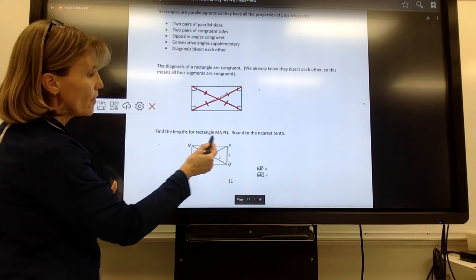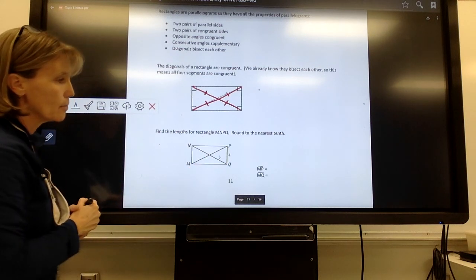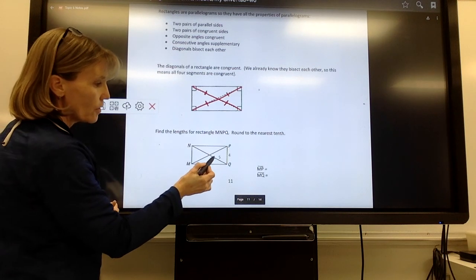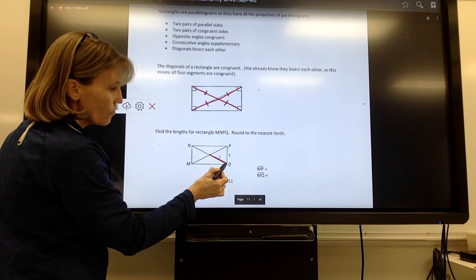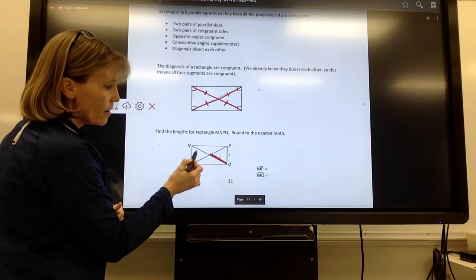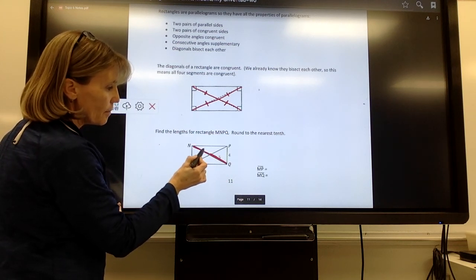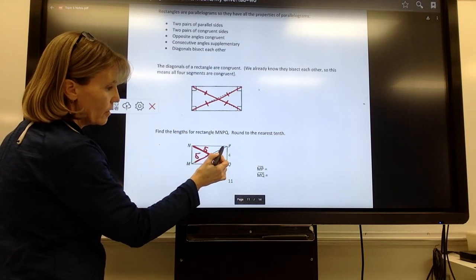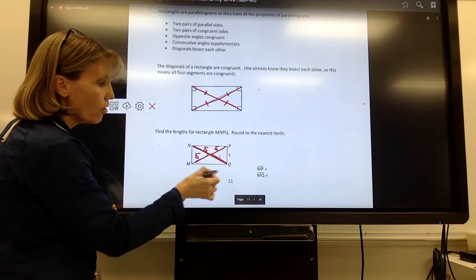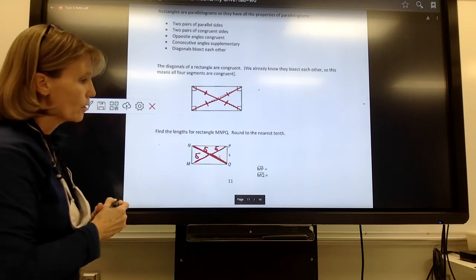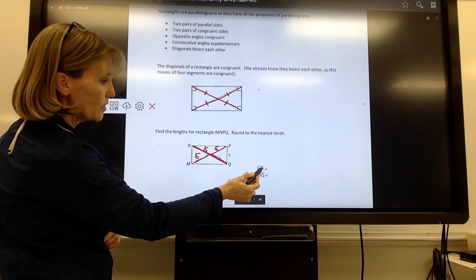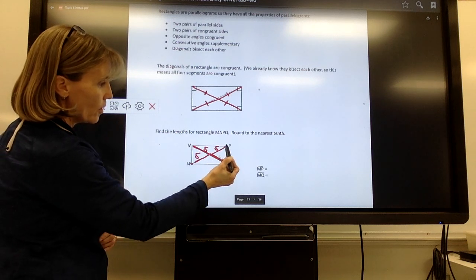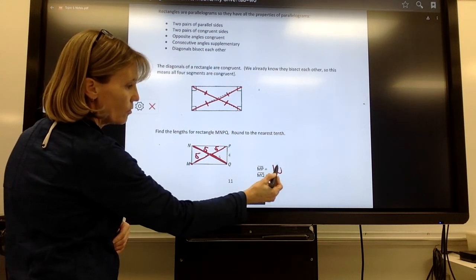It says find the lengths for the rectangle MNPQ, round to the nearest 10. If this distance from Q to N is 5, that makes this distance up here 5, and that makes this distance 5, and that makes this distance 5. All of them are going to be 5. So it asks me the distance from M to P. M all the way across to P, that's both of them, so that would be 10.